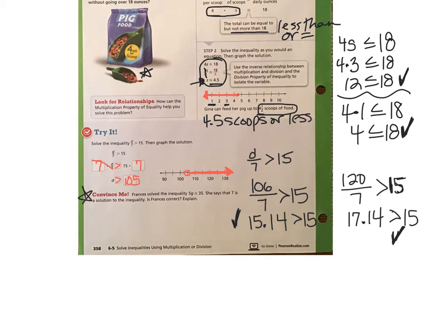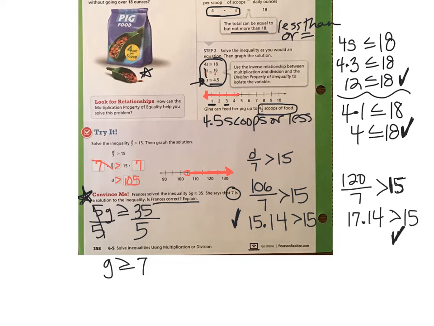So now I want you to take a look at the convince me. It says Frances solved the inequality 5g is greater than or equal to 35. And she says that 7 is a solution to the inequality. Is she correct? And we're to explain. Well, when you solve this inequality, you do divide both sides by 5. So g should be greater than or equal to 7. And the question is, is 7 one of the solutions?